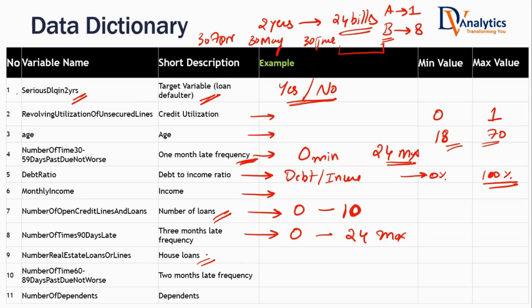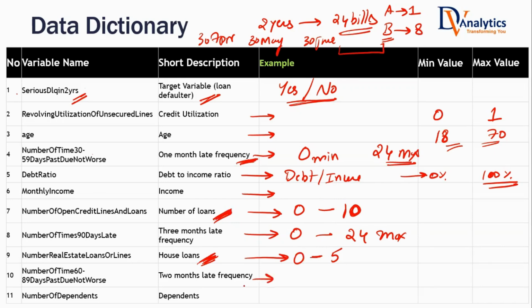Number of real estate loans, home loans. These are number of loans. What's the difference between them? Interest rate will be different. This is called an unsecured loan and this is secured. If you don't pay your home loan, they'll take your house as collateral. Minimum how much can it be? 0. Maximum maybe 2, 3, 4 or 5. I'm just guessing.